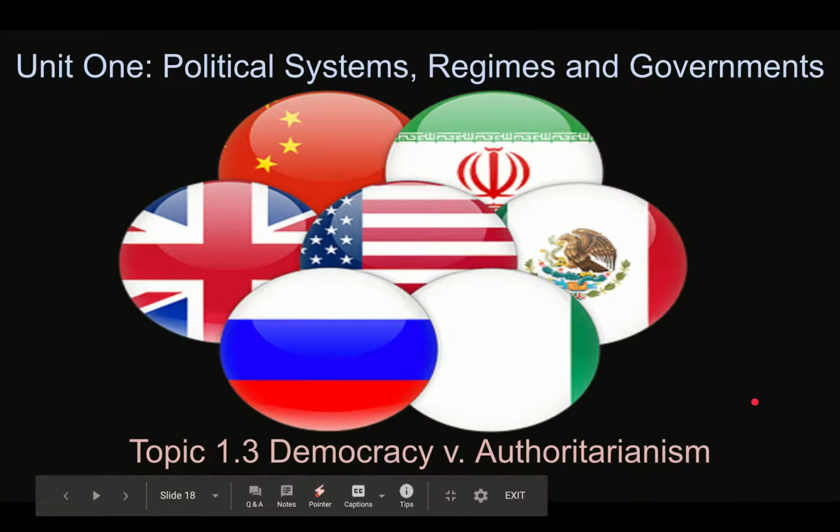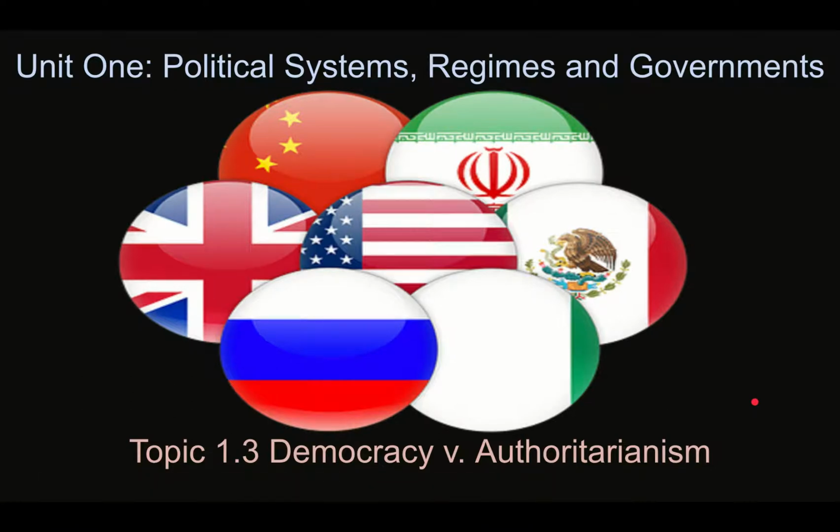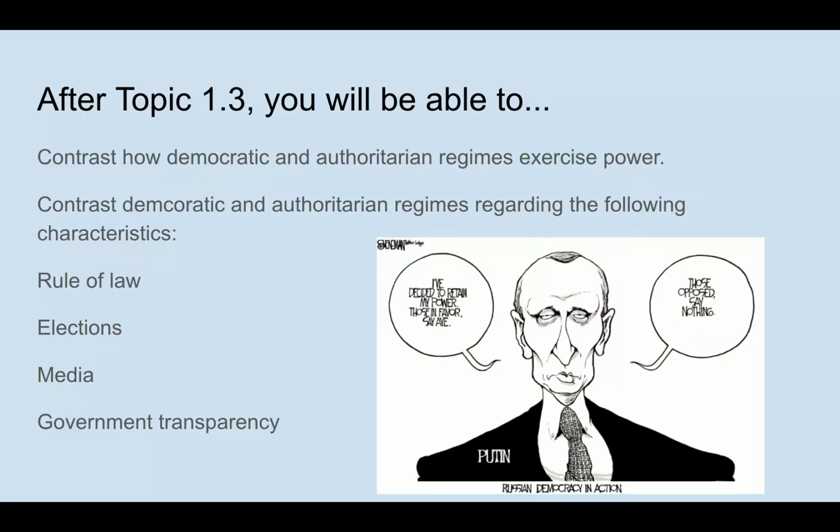We are going to continue with Unit 1, Topic 1.3, Democracy versus Authoritarianism. Again, these videos are for educational purposes only and align with the AP Comparative Government and Politics curriculum. After this topic, you will be able to contrast how democratic and authoritarian regimes exercise power, and contrast democratic and authoritarian regimes regarding the following characteristics: rule of law, elections, media, government transparency.